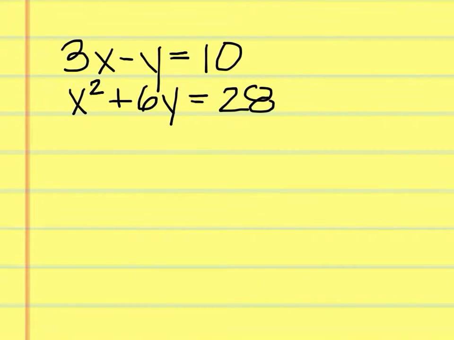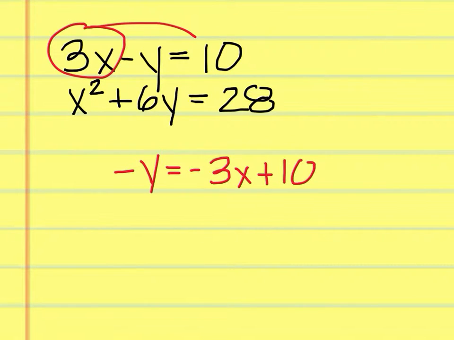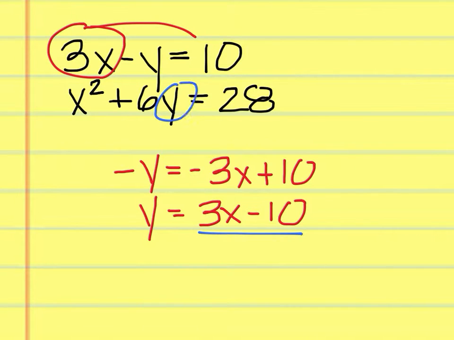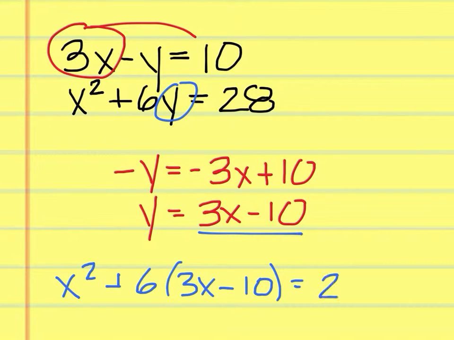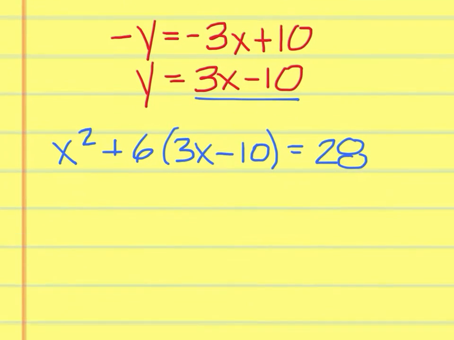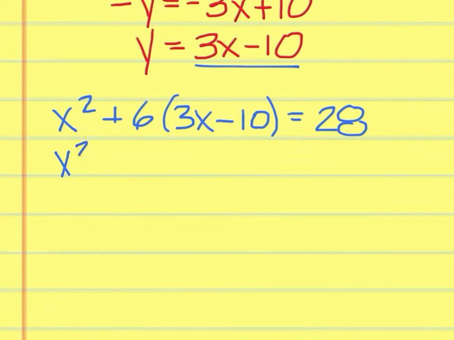So let's start with negative y equals negative 3x plus 10, moving this to that side. Divide everything by negative 1. We can now put that back into this. So x squared plus 6 times 3x minus 10 equals 28. So x squared plus 18x minus 60 equals 28.